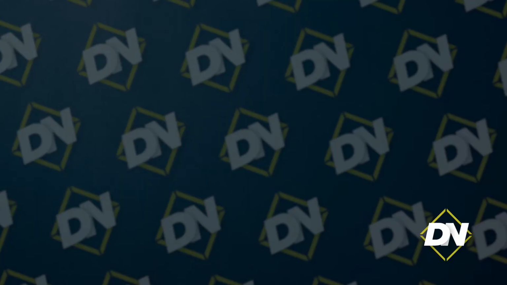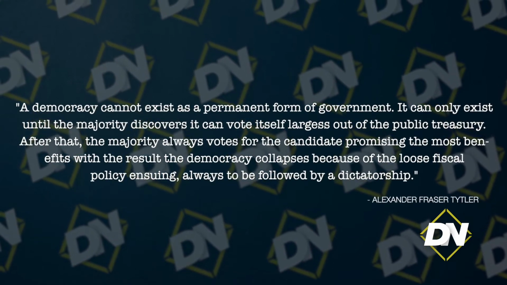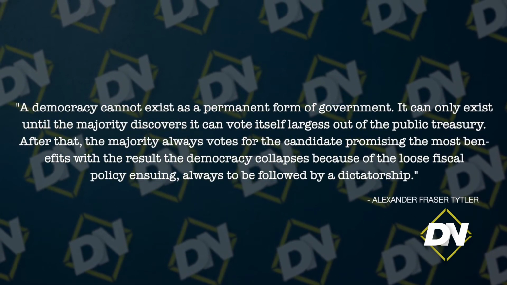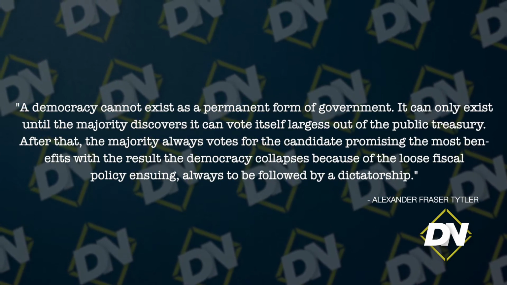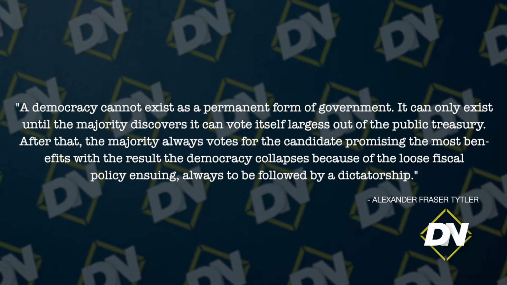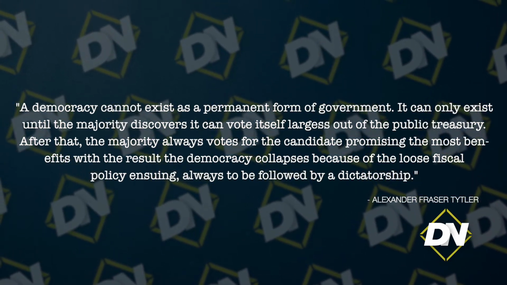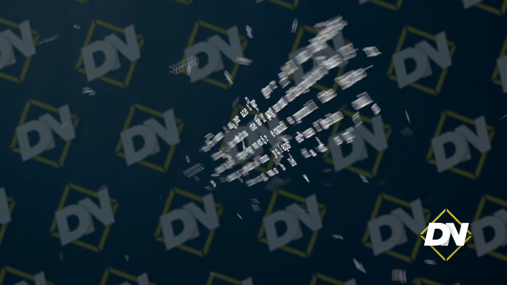Rule of the uninformed. As Alexander Fraser Tytler said, "A democracy cannot exist as a permanent form of government. It can only exist until the majority discovers it can vote itself largesse out of the public treasury. After that, the majority always votes for the candidate promising the most benefits, with the result that the democracy collapses because of the loose fiscal policy ensuing, always to be followed by a dictatorship."